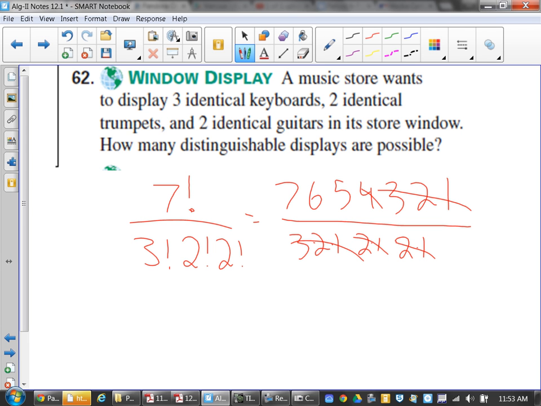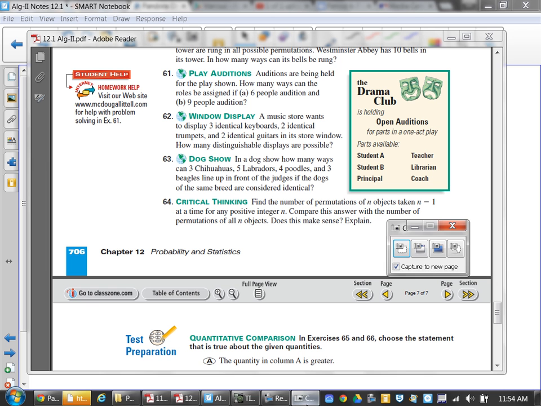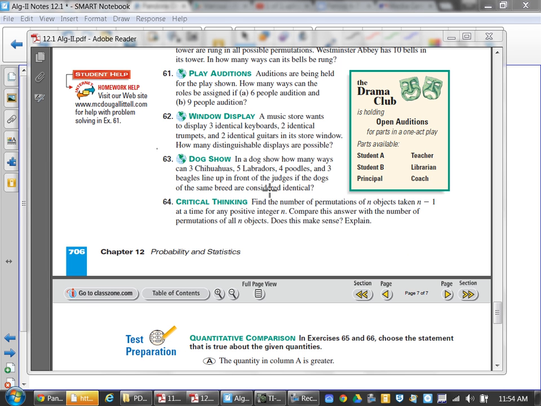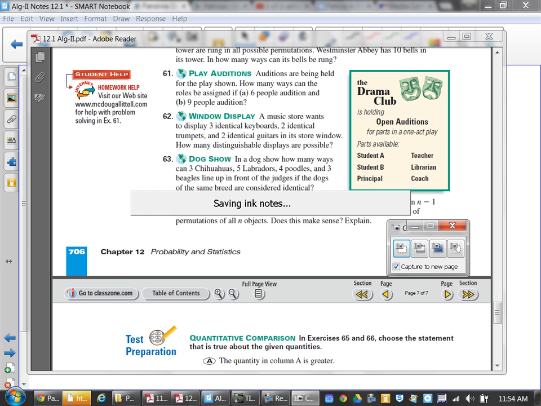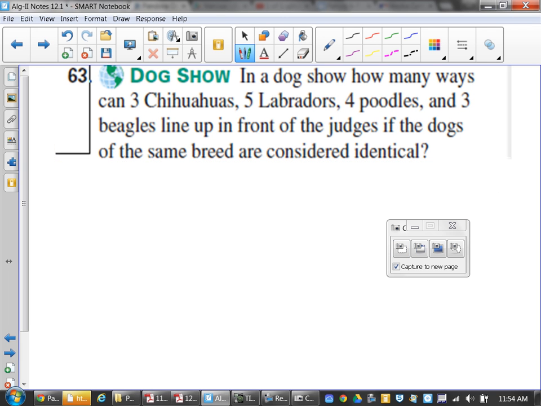It's the same thing in 63 because they're talking about distinguishable outcomes. You have a dog show with 3 chihuahuas, 5 labs, 4 poodles, 3 beagles, all lined up in front of the judges. If the dogs of the same breed are considered identical, how many dogs are there? 15.